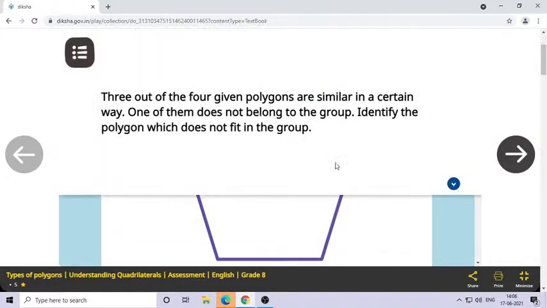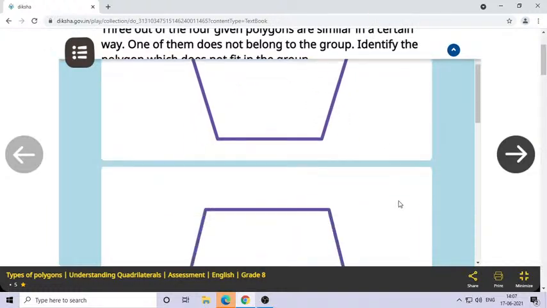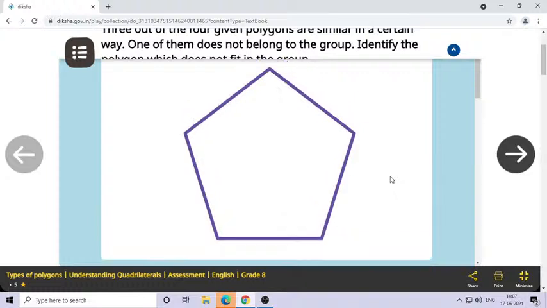So all of you read this question, the second question. Of the 4 given polygons, 3 are similar in a certain way. One of them does not belong to the group. Identify the polygon which does not fit in the group. Okay, so let's see the polygons here.